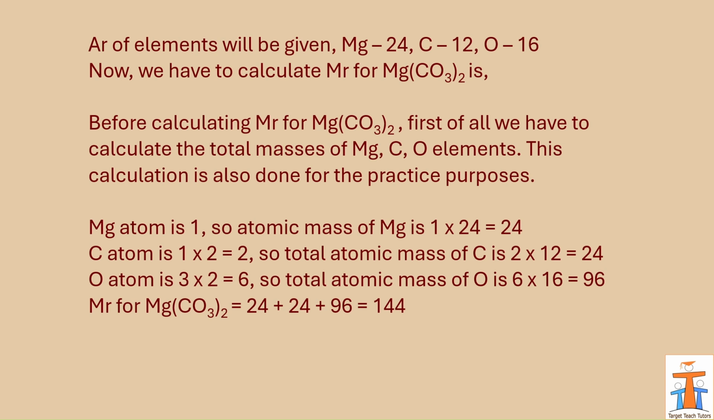Magnesium atom is 1, so atomic mass of magnesium is 1 times 24 is 24. Carbon atom is 1 times 2 is equal to 2, so total atomic mass of carbon is 2 times 12 is equal to 24. Oxygen atom is 3 times 2 is equal to 6, so total atomic mass of oxygen is 6 times 16 is 96. Therefore, relative formula mass of magnesium carbonate is 24 plus 24 plus 96 equal to 144.